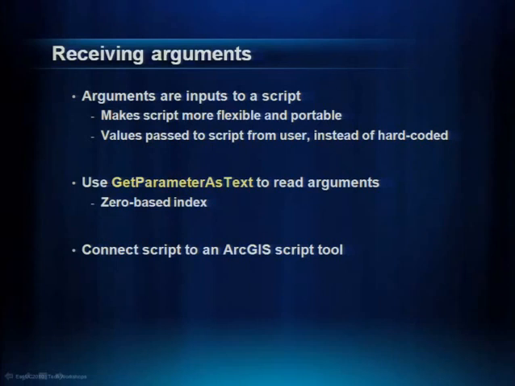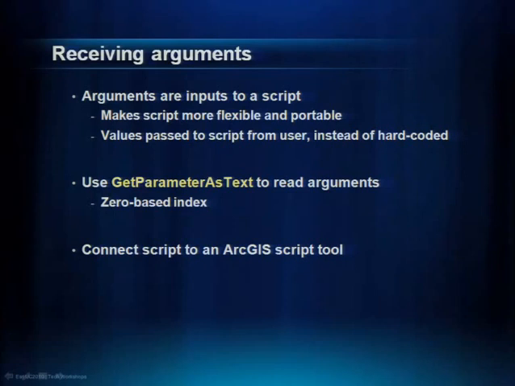Now, in your ArcGIS scripts, you can use the getParameterAsText function to read arguments into your script. Arguments that are read using getParameterAsText have a zero-based index. So that's just saying that the first argument has an index of 0, the second argument has an index of 1, and we'll see that on the next slide.